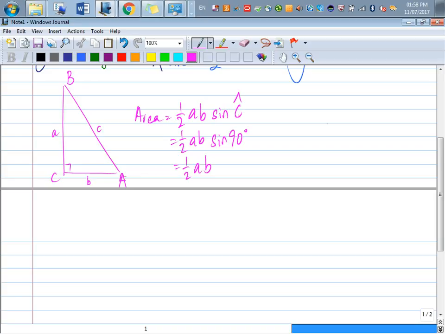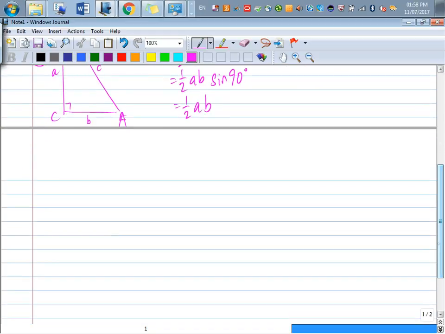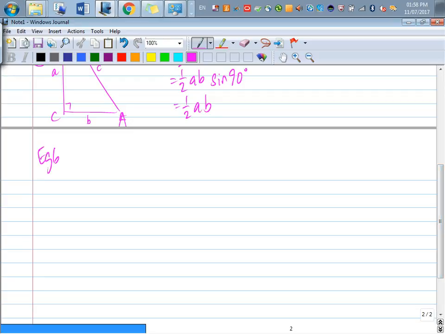This example over here is on a right angle triangle. But this formula can be used for any triangle. Half AB sine C. Okay, you must know which one is your A, which is your B, which is your C. So let us move on to example number 6 in your textbook.